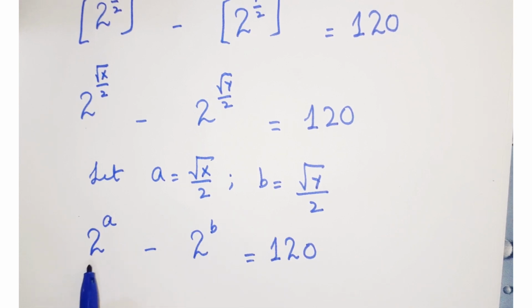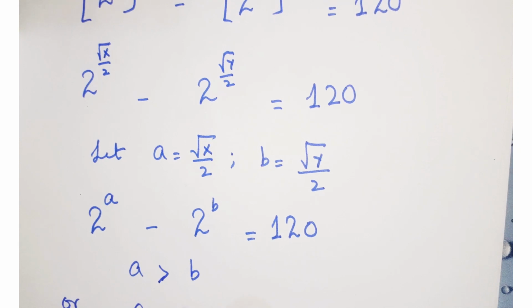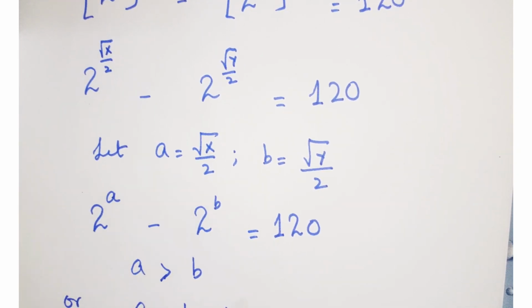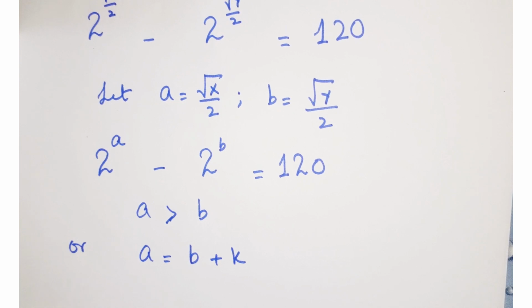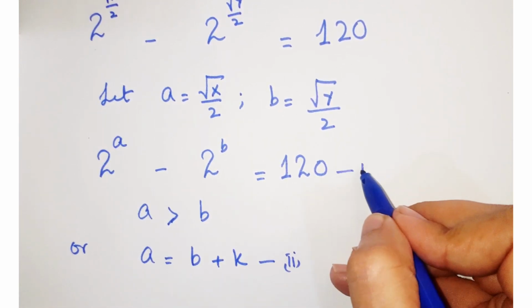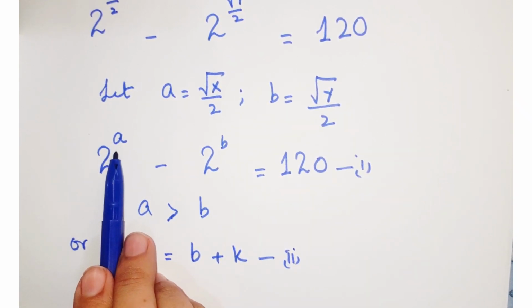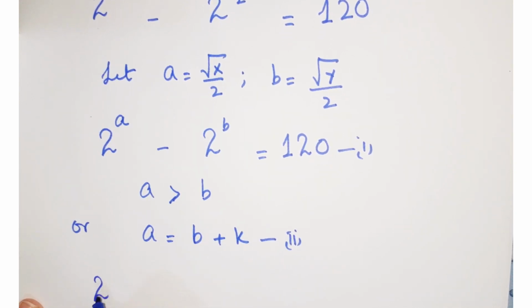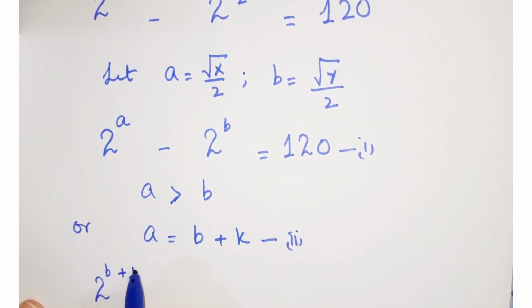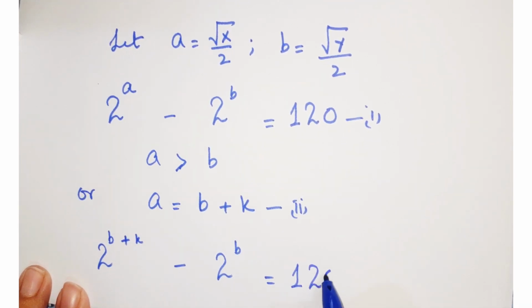Now you can see that the difference of these two numbers is 120. This implies that a is greater than b. Or you can say that a is equal to b plus some constant k, right? Now just call this equation number 2 and call this equation number 1. Now we are going to substitute this a in equation number 1 in place of a. So we can write here 2 to the power b plus k minus 2 to the power b is equal to 120.